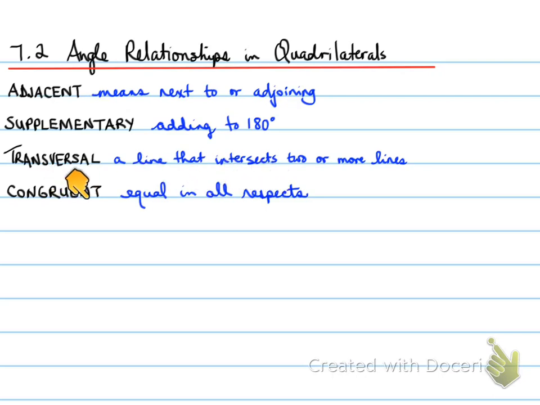So equal angles and equal sides. Same shape, same size would imply congruent. Now, looking at all these four words, let's look at how they will affect us in terms of a graph. Adjacent, so the best way to understand what adjacent means is by looking at a right angle triangle.